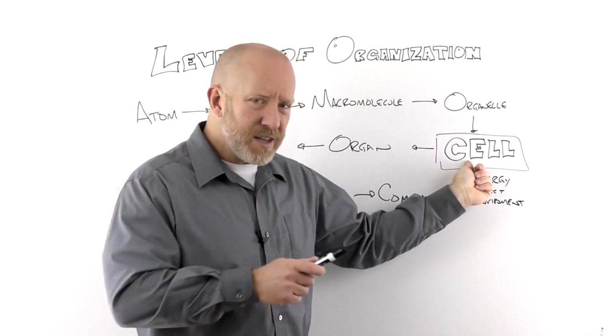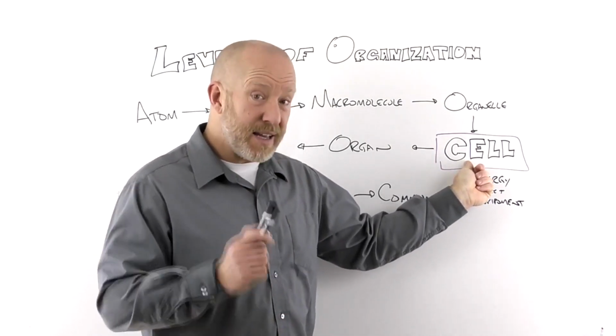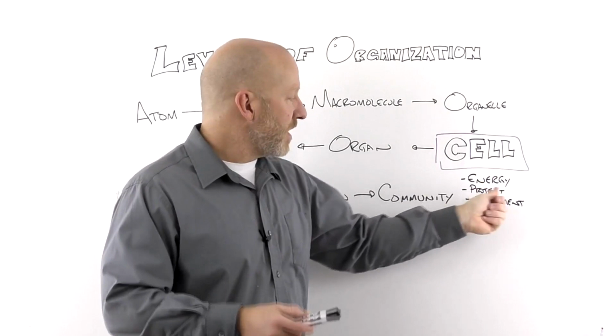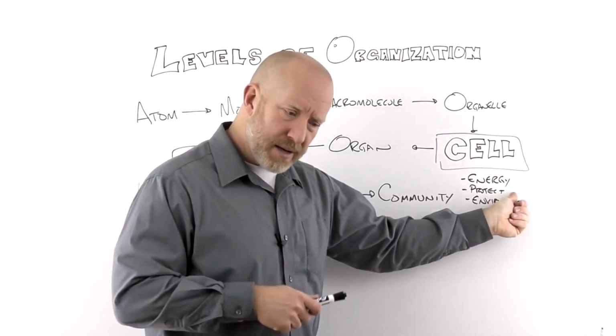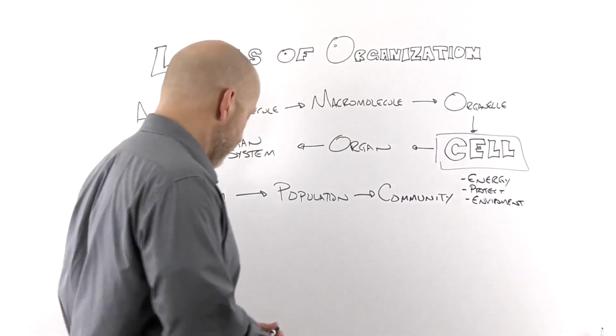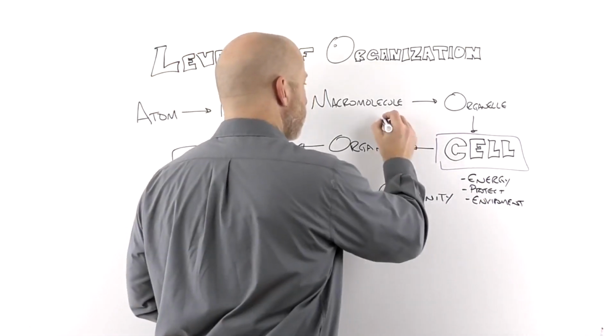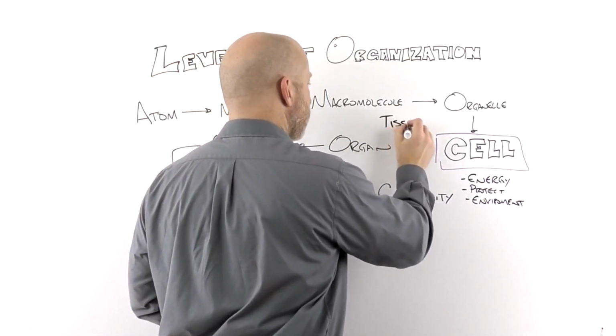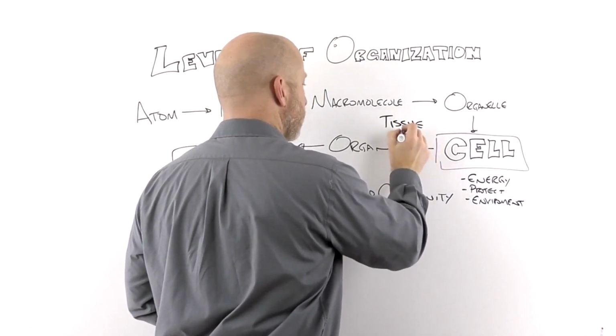But a cell is the first thing on this list that is capable of sustaining life as long as it has the energy to do so, it can protect itself, and it has the right environment. Awesome. So now, oops, and I forgot something. That's even more awesome. We'll just redirect.